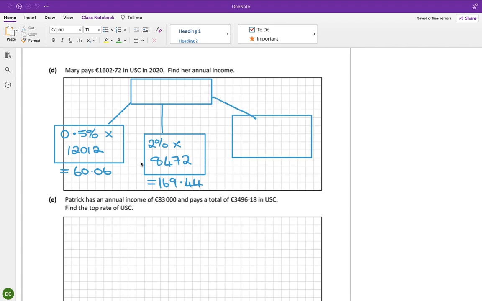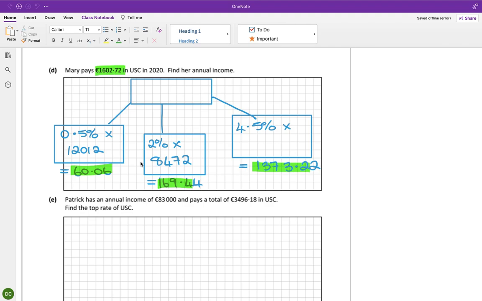So, it's 4.5%. We don't know how much, but we can figure it out. This is her USC, so those three green ones have to add up to that one on top. So if I do 1602.72 minus 60.06 minus 169.44, that leaves me with 1373.22.